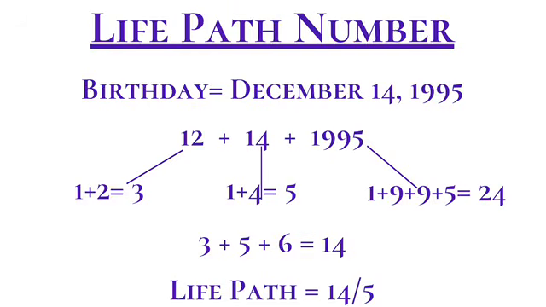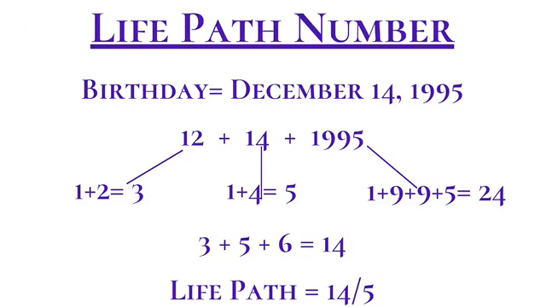So December is the 12th month of the year, so we need to add the 1 and the 2 together to get a single digit. 1 plus 2 equals 3. And for the day of the month, we need to add the 1 and the 4 together, and that will give us the number 5 for the day of the month. And then we need to add 1995 together, and that will give us a single digit for the year. So 1 plus 9 plus 9 plus 5 equals 24. And then we need to add the 2 and the 4 together because we have to break it down to 1 digit for the year. So 2 plus 4 is equal to 6.